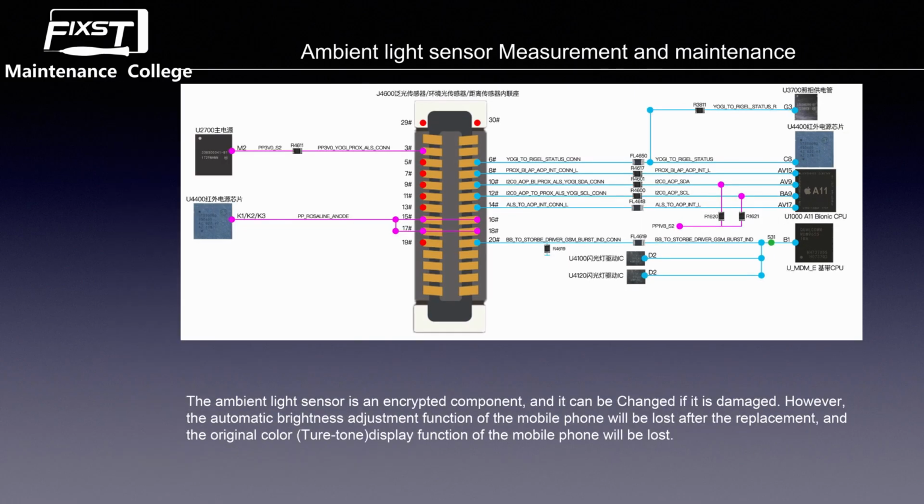Okay, this is the ambient sensor, how to test and repair. The ambient sensor is an encryption component, and it can be changed if it is damaged. However, after the change, the automatic brightness adjustment function of the mobile phone will be lost, and the True Tone display function of the mobile phone will also be lost.